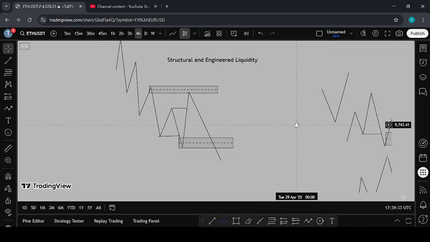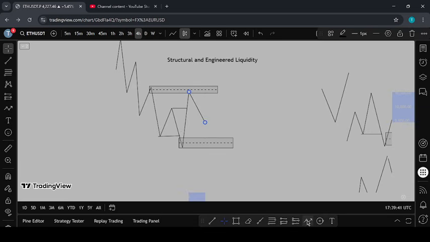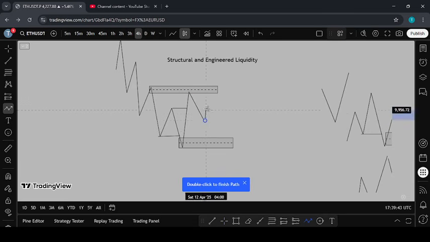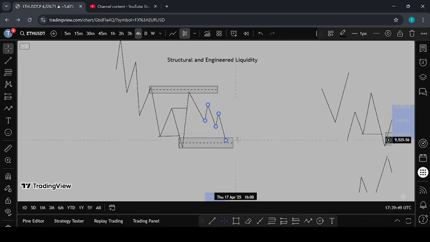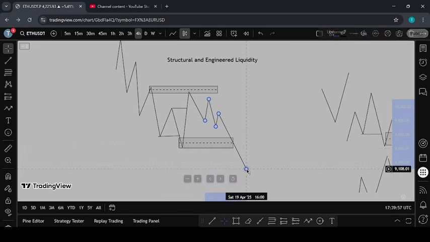I don't want to see an engineered liquidity here, where the market is creating something like this. Maybe it comes here, now does something like this, and then I want to buy. No, I don't want to buy like this. Why? I don't want an engineered liquidity right here, because this might just be a bearish continuation. Then all of a sudden I'm buying here, and the market takes me out.